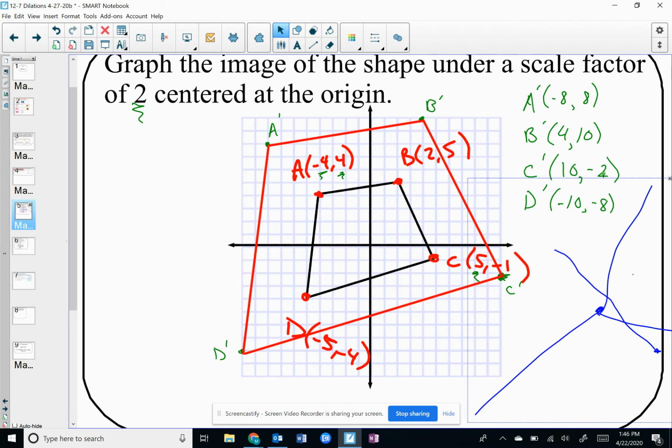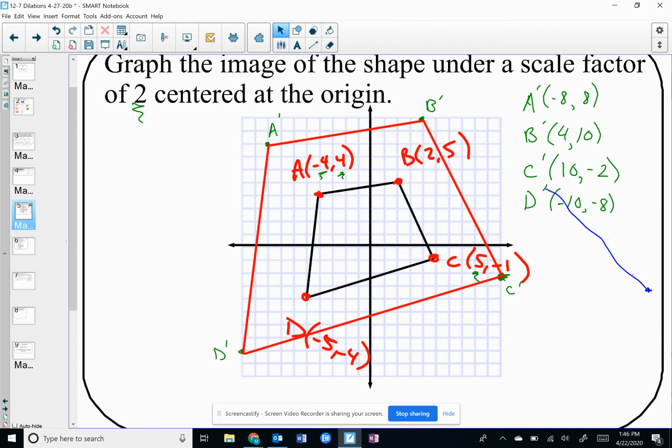Remember, the word dilate is to either become larger or smaller. And in this example, the scale factor was 2.